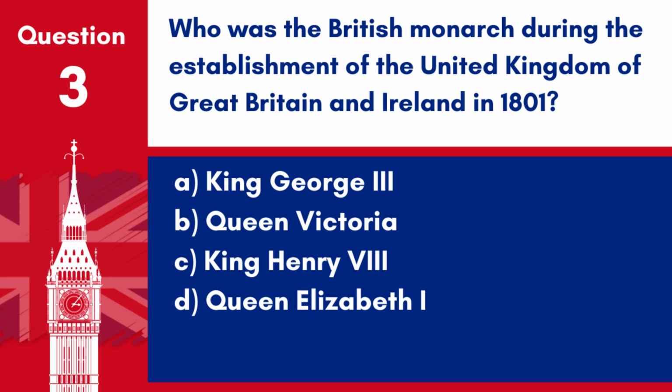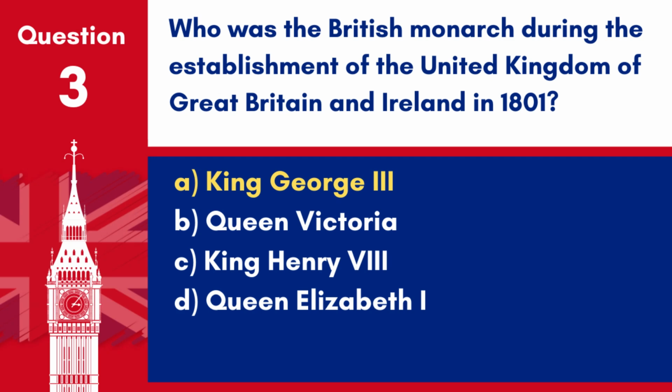Question 3. Who was the British monarch during the establishment of the United Kingdom of Great Britain and Ireland in 1801? A. King George III. B. Queen Victoria. C. King Henry VIII. D. Queen Elizabeth I.